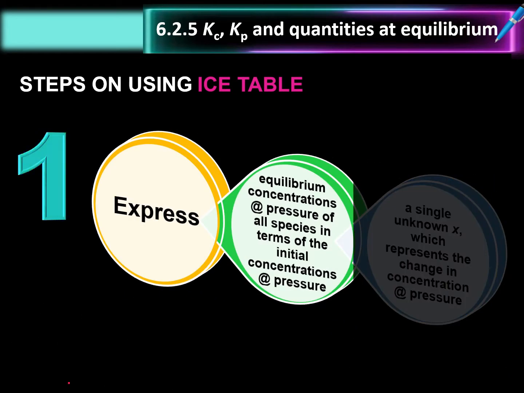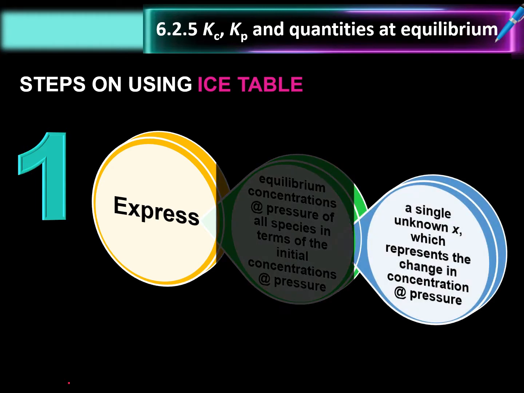First step, express the equilibrium concentrations or pressures of all species in terms of the initial concentrations or pressures. Express a single unknown x, which represents the change in concentration or pressure.